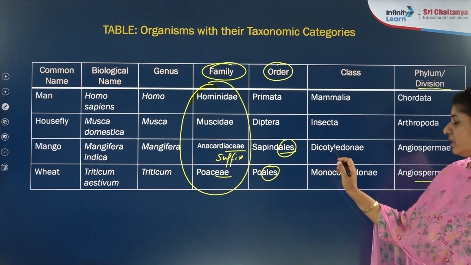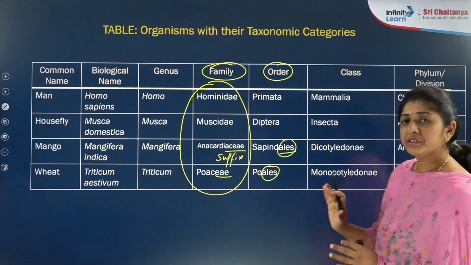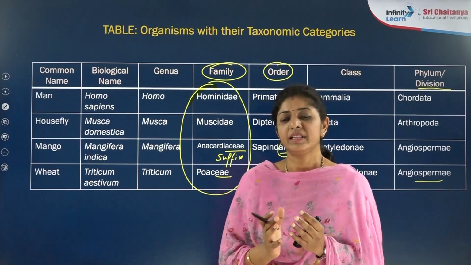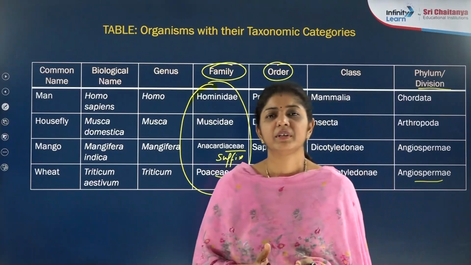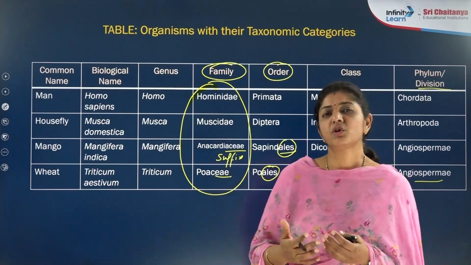But mango is a dicot, wheat is a monocot. They will not ask you features right now. If they want to, then like you are appearing for the NEET exam, they can give you the features as well, because you have learned the features of a few of the families.